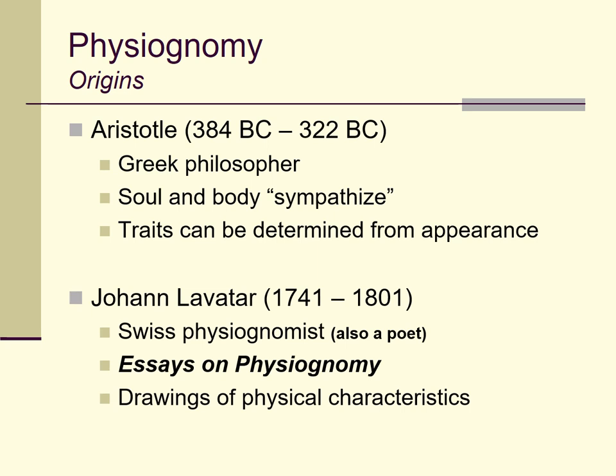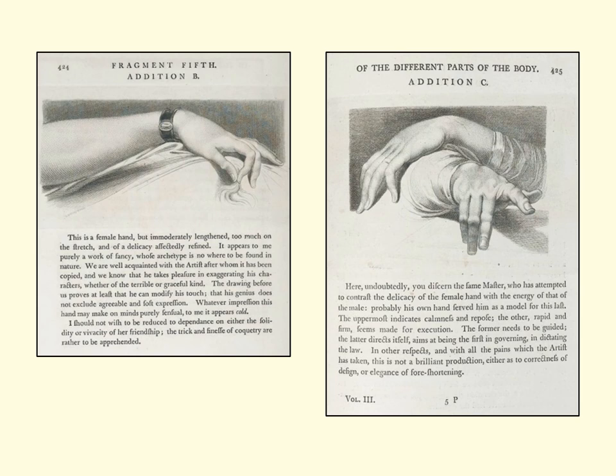Much, much later in history, a Swiss physiognomist, also a poet, named Johann Lavater, published a book called Essays on Physiognomy, which included drawings to depict the relationship between physical characteristics and mental faculties or proclivities. You can see some of these pictures here, and I know the text is rather small, but if you look, you can see a description of how the physical shape and composure of the body is reflective of aspects of that person's mental abilities or personality and the like.